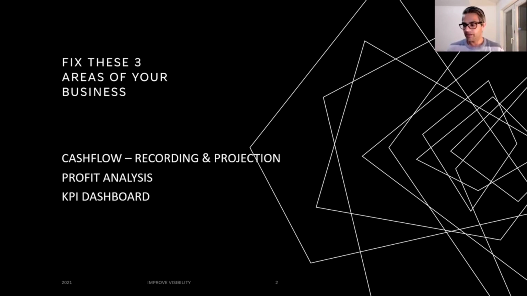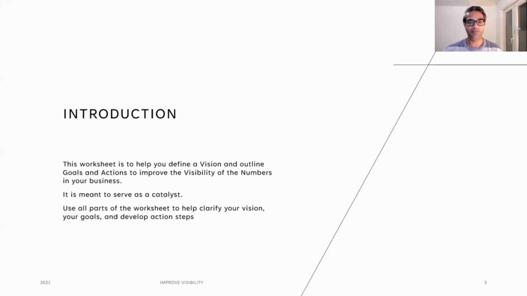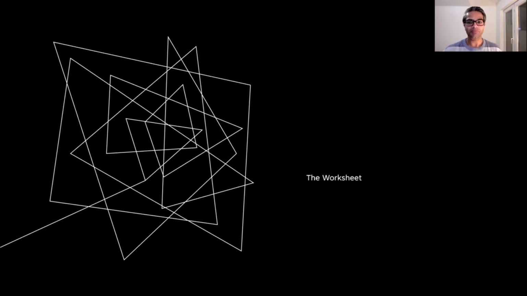Key performance indicators, I'm sure many of us have heard of it. Definitely very few of us have implemented it. So this worksheet is meant to be an outline of the goals and actions that you can take yourself. And it's just the beginning, okay? This is meant to serve as a catalyst so that you can then go on and create this visibility component in your business, okay? All right, so let's rock and roll.